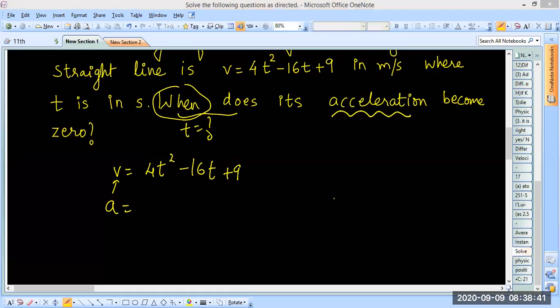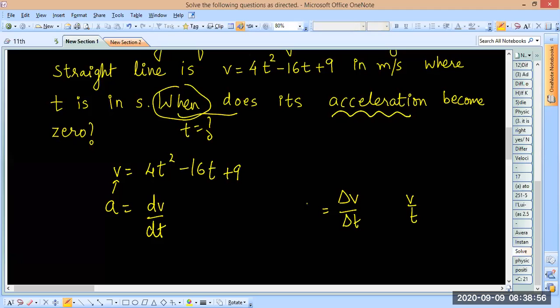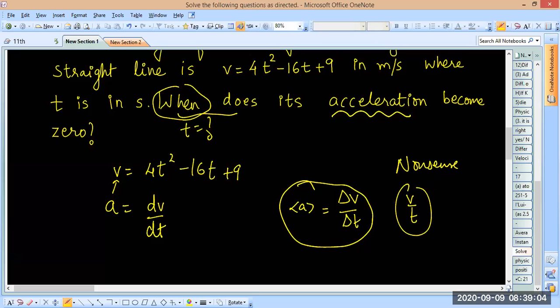Okay, let me clarify something. A is equal to dv by dt is the correct answer, right? Some of you wrote delta v by delta t. Some of you wrote v by t. This is average acceleration, and this is acceleration. And v upon t is nonsense. It is nothing.